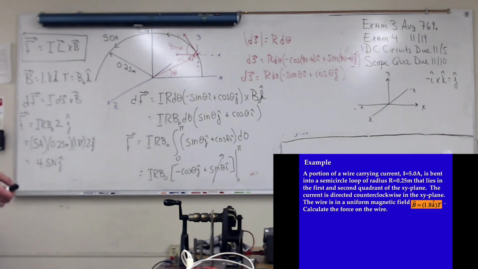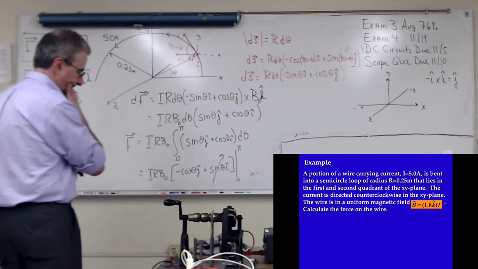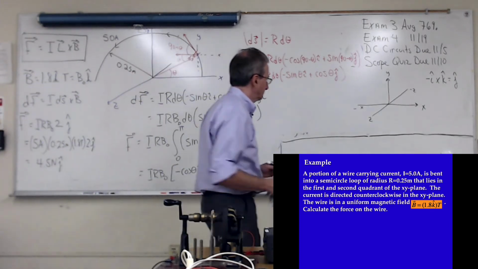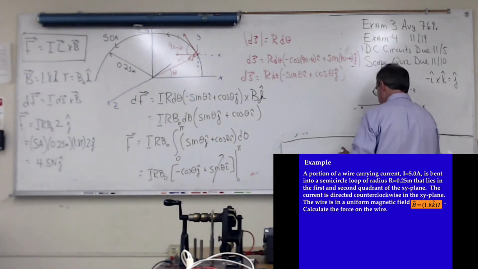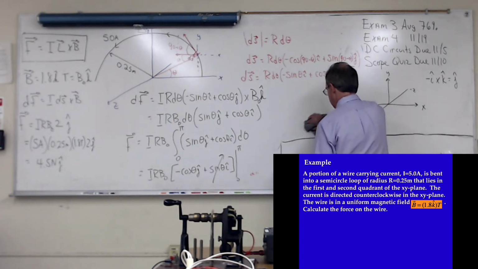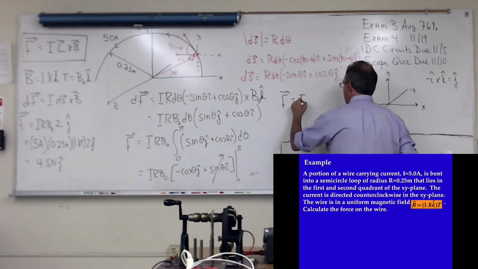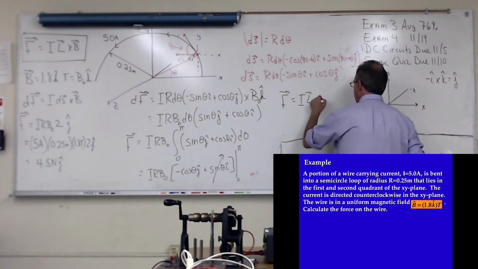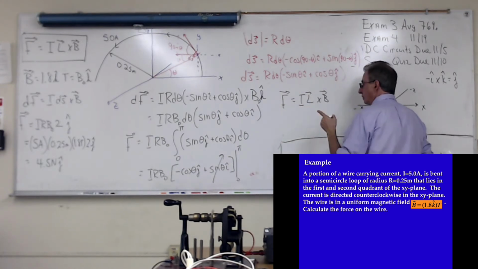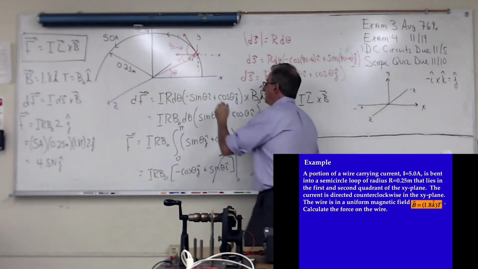Now let's do it the easy way. Because the field is uniform, I can write F is I, L, cross B. Now what's L? Well, the current starts here.